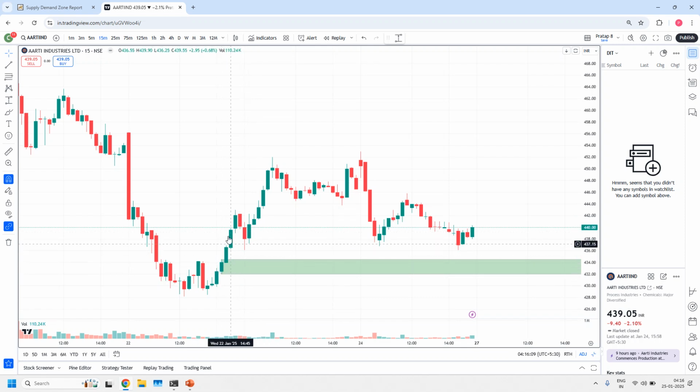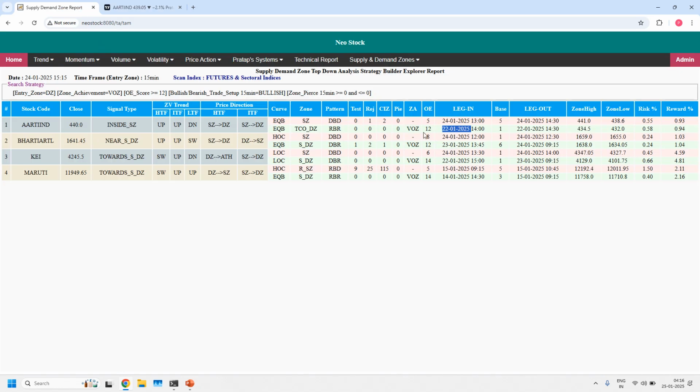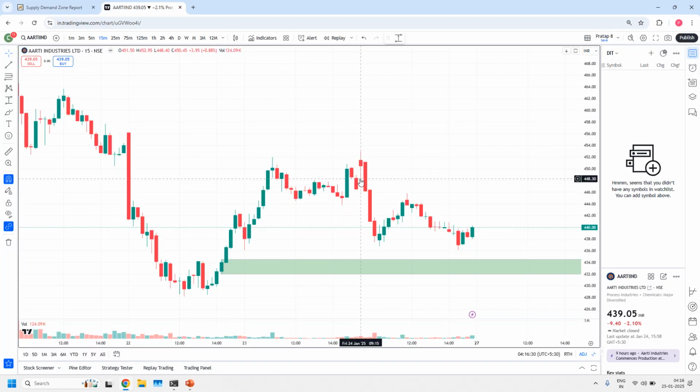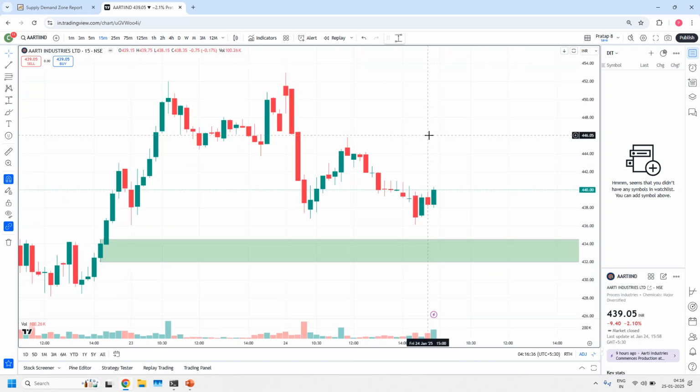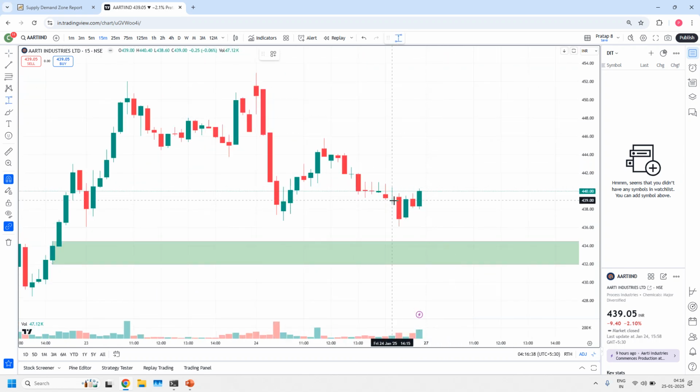Rally, base, rally. But what is your target? Your target is the supply zone. What is our target supply zone here? On 24th January 2025, at 13 hours, after that 5 base candles are there. 24th January, drop, base, drop. So this is our target.